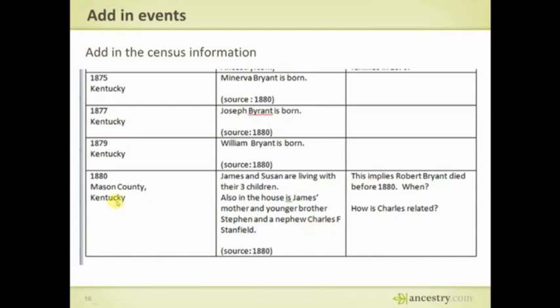I also put down here Mason County, Kentucky, because that's where the census was taken. So I know that they were married in Robertson County, but in 1880 they're living in Mason County. So you'd probably want to go in and add your to-dos here. Were Minerva, Joseph, and William born in Robertson or Mason? Where do I look for their birth certificates?